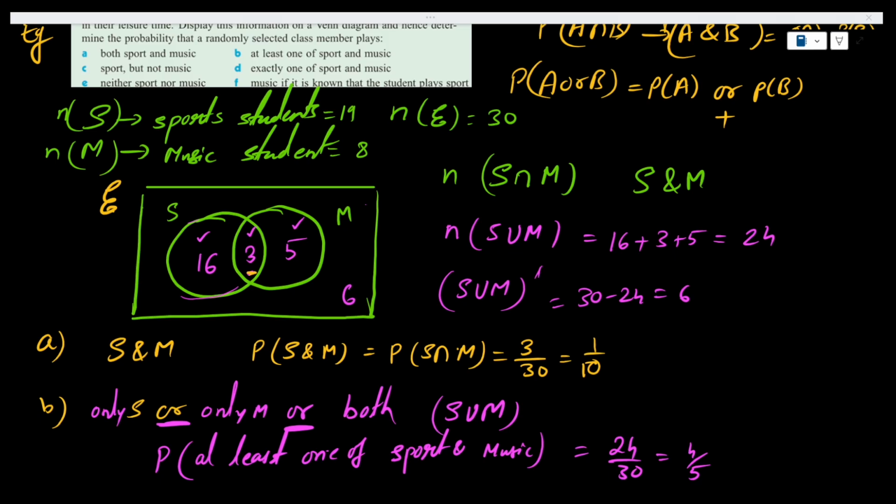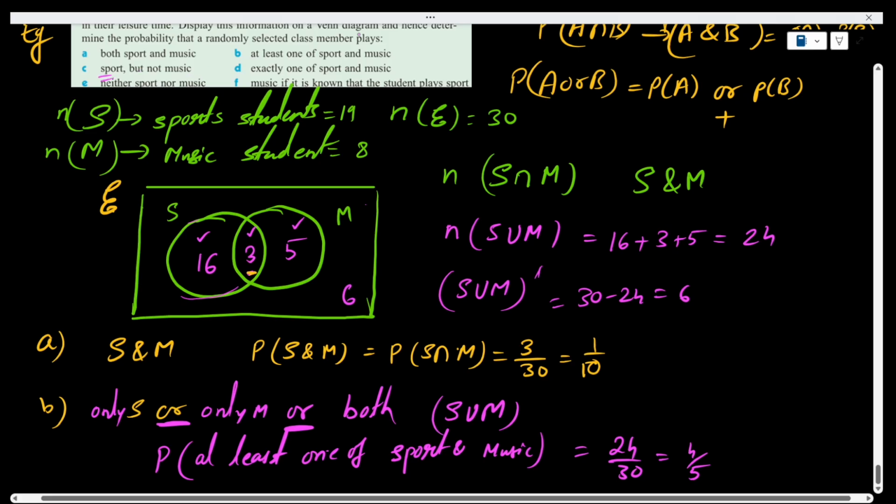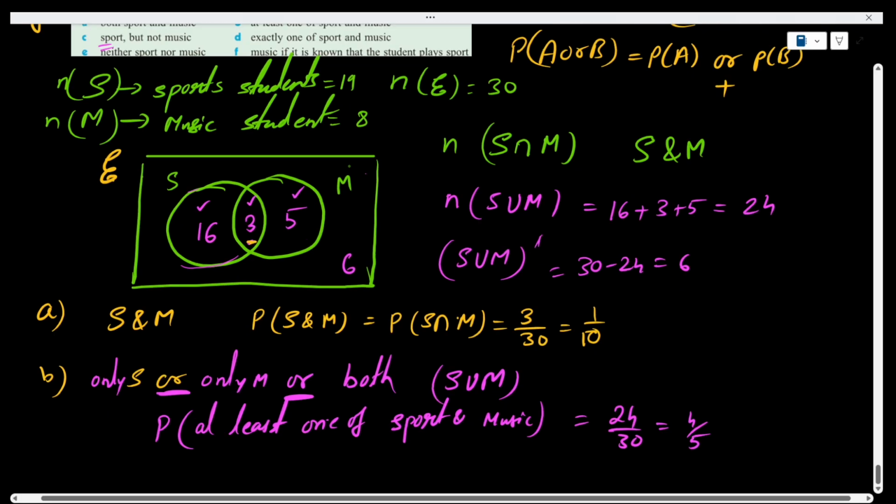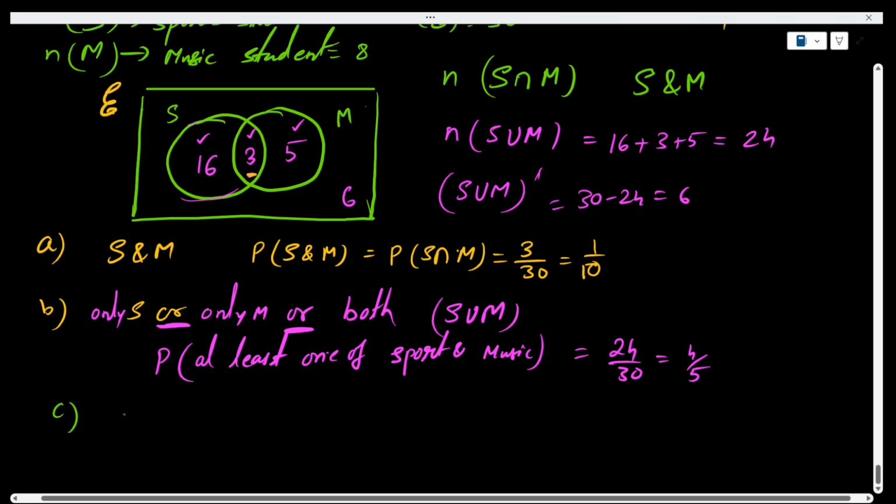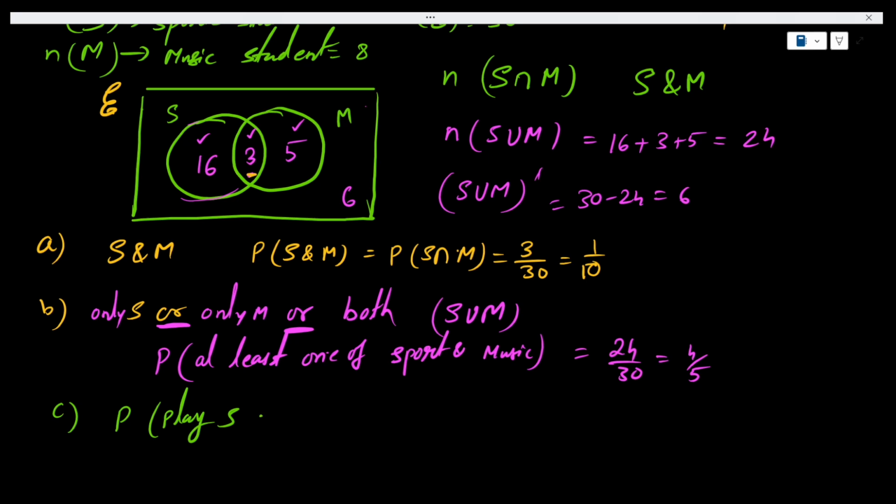Now what is there in the third part here? They play sports but not music, right? So here, probability of playing sports, not music. That means there are some students who are playing both, you can't consider them, because if they are in music we should not take it. So only sports is going to be 16 out of 30, which will be 8 by 15, right? And you can get the decimal value also.